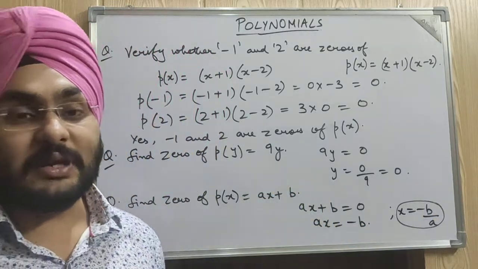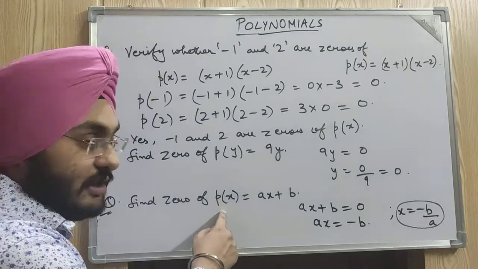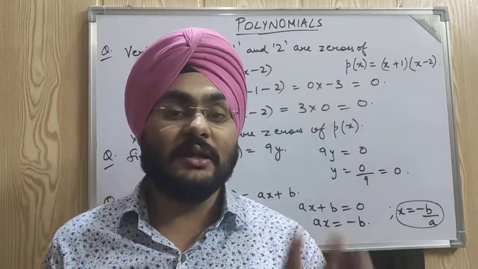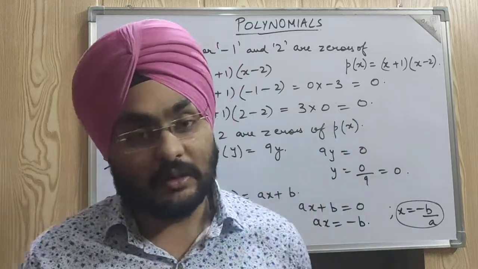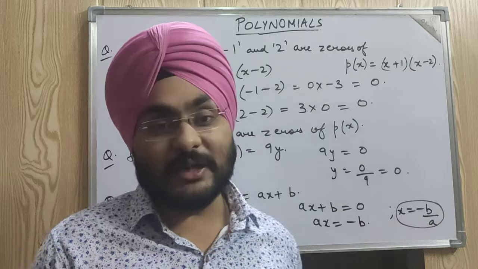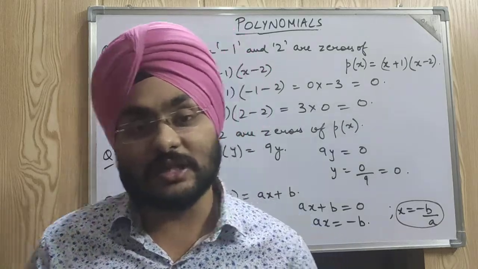It's a very simple concept only. When we have to find the zero, just equate that polynomial to 0 and solve for the respective variable. In my opinion, these things will be clear to you. These are very easy topics. So coming to the next questions now.